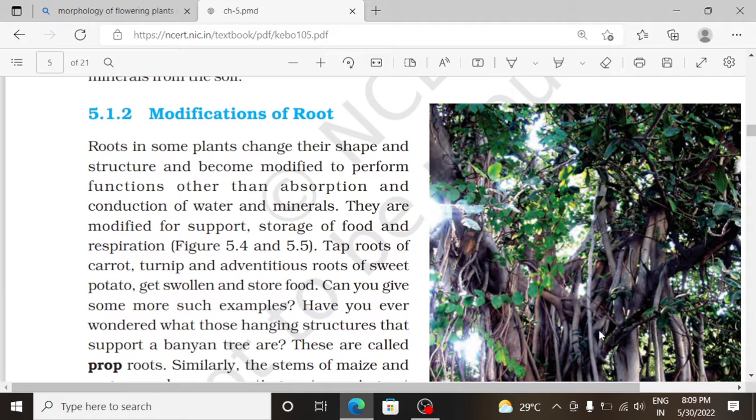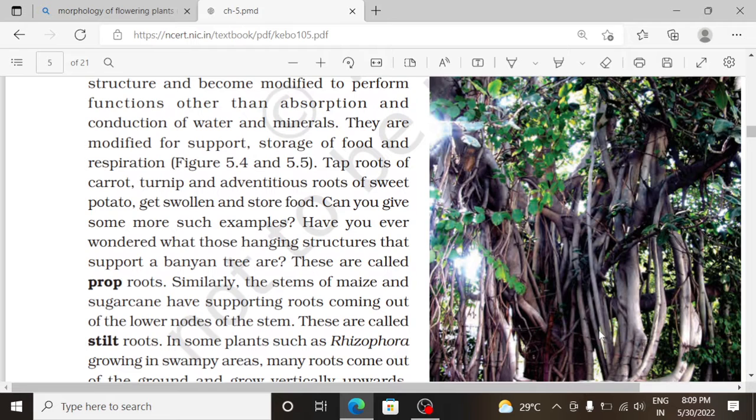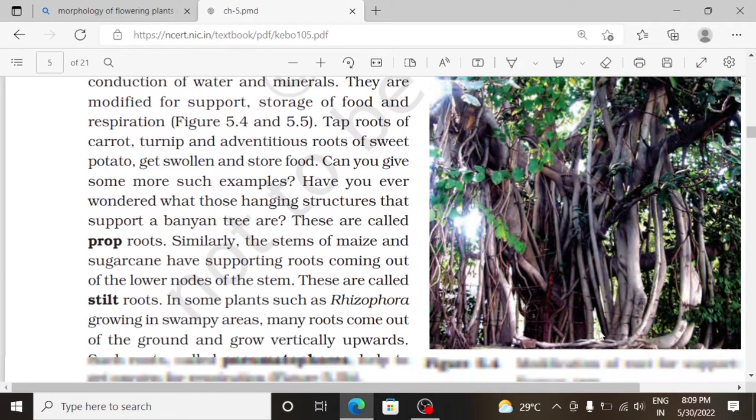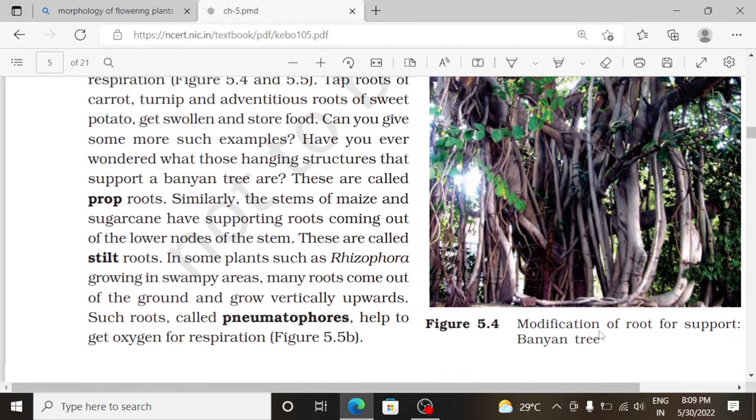Modifications of root. Roots in some plants change their shape and structure and become modified to perform functions other than absorption and conduction of water and minerals. They are modified for support, storage of food and respiration. Tap roots of carrot, turnip and adventitious roots of sweet potato get swollen and store food.